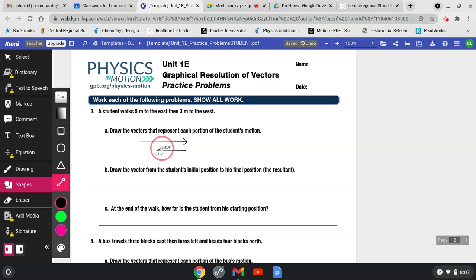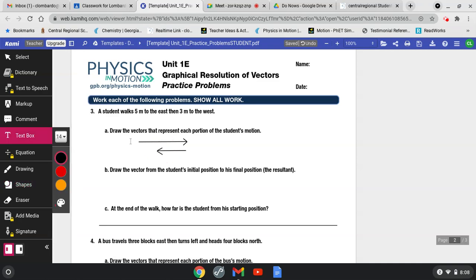That's an ugly 3, but whatever. So I'm just going to plop these next to it just so I know, and it's easier to remember. 5 meters and 3 meters. Now they want you to draw the resultant.